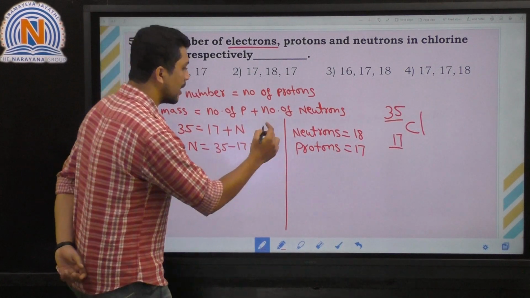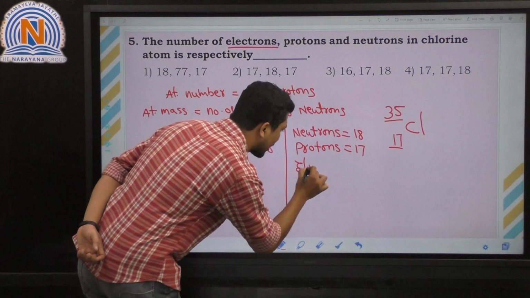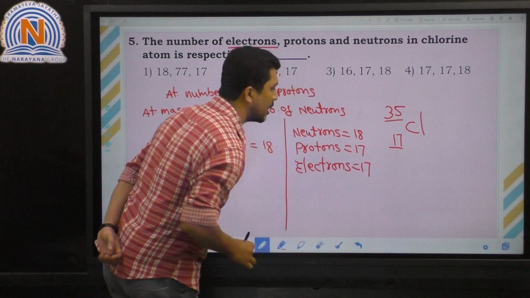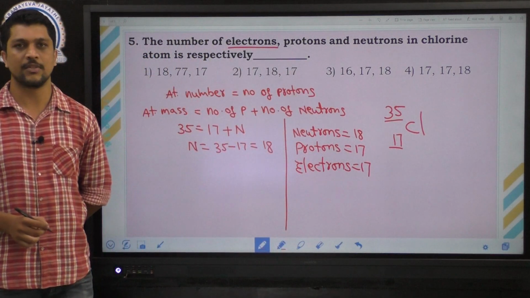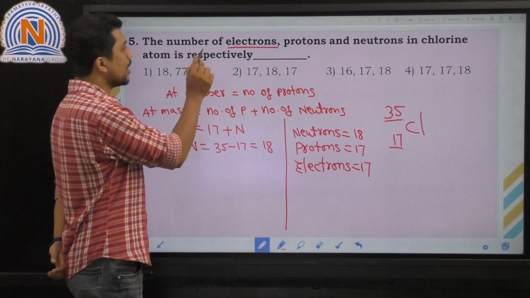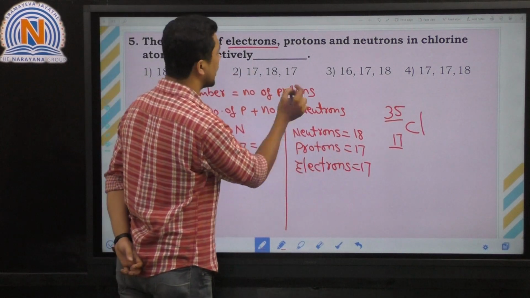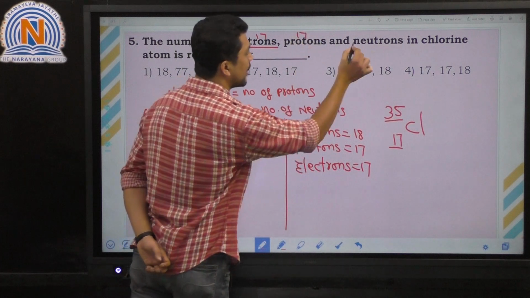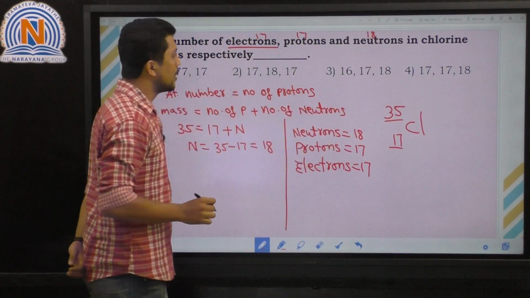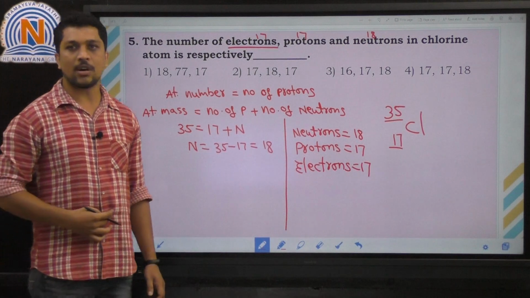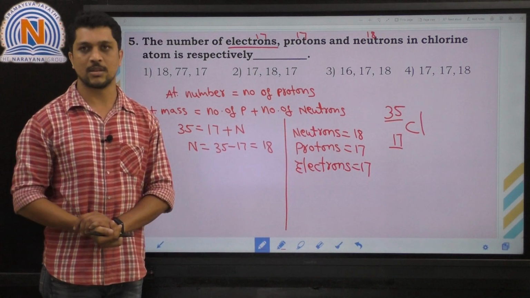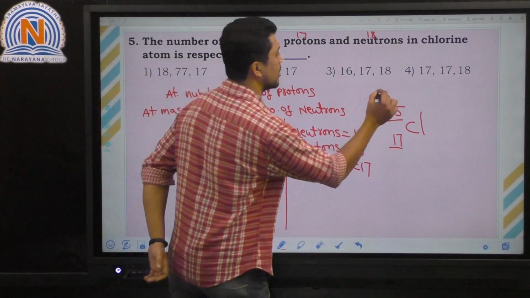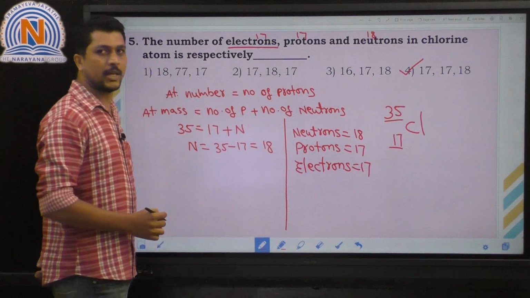So we can say that the number of electrons is equal to 17. So the number of electrons in chlorine is 17, the number of protons is also 17, and the number of neutrons is 18. So the respective order is electrons, protons and neutrons: 17, 17 and 18. So the correct option is the fourth option.